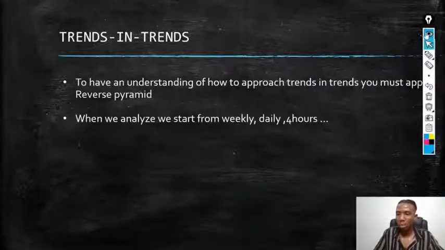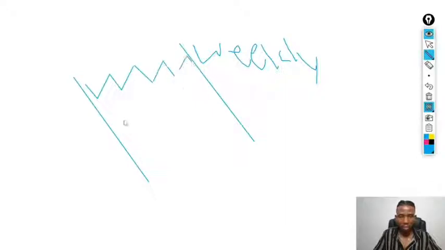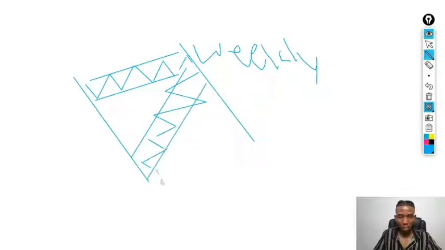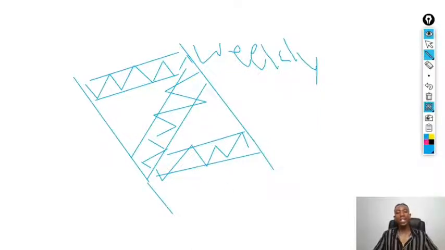So now let me show you what I mean by trends in trends. Firstly, let's say we have a weekly analysis. So this is our weekly analysis. And what do we see? We see that we have a sell trend in our weekly analysis. And then the market moves in this manner. Let's say the market moves like this, right? And here we have a buy trend. And the market continues like that, continues moving like this. So now we have a downtrend. And then again, it continues going up and down, up and down, up and down. So as you can see right here, we have what we call trends in trends.